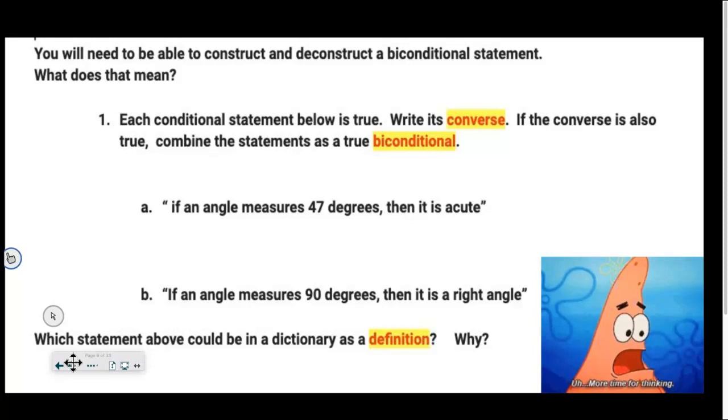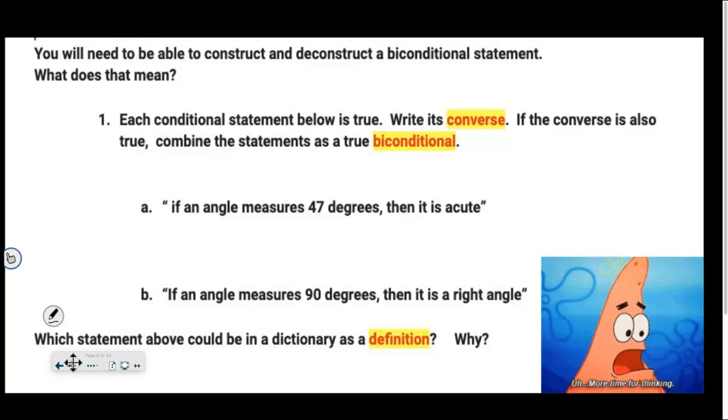So I just told you a biconditional statement deals with the original and its converse. And then we connect the two with the phrase if and only if. So let's go up here. It says, you will need to be able to construct and deconstruct. So basically make one out of two statements, and given one, break it into its two statements.